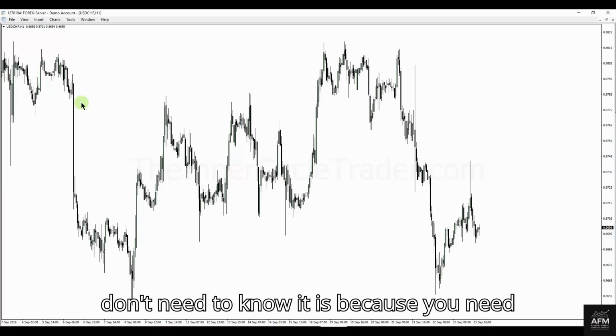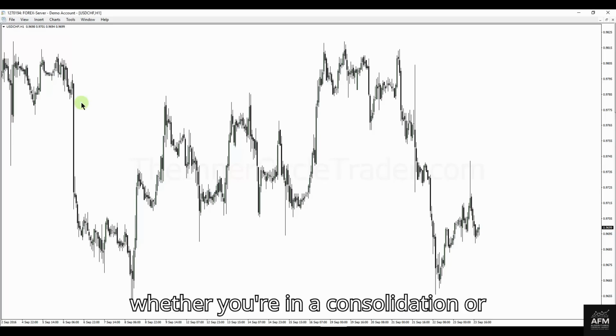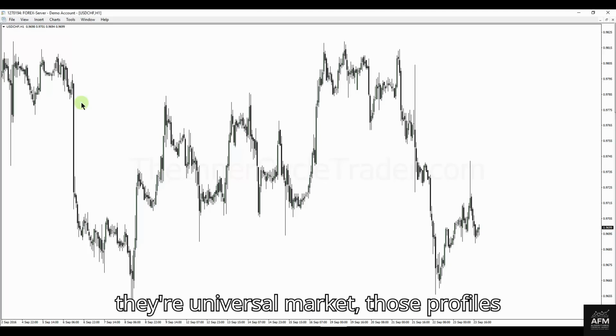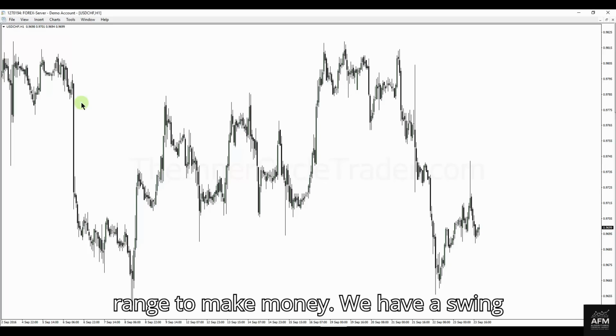And the reason why you don't need to know it is because you need to know how to trade inside of a range, because those ranges are always there. Whether you're in a trending market, a consolidation, or a reversal market, those profiles will always give you ranges to trade in, and you don't need to break out of the range to make money. We have a swing high here.